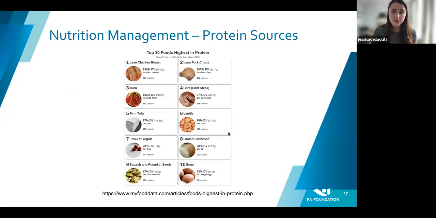And this is just an overview of some protein sources. So again, take into consideration the whole patient. If you have a patient with cardiovascular disease, maybe staying away from the beef sources would be better.